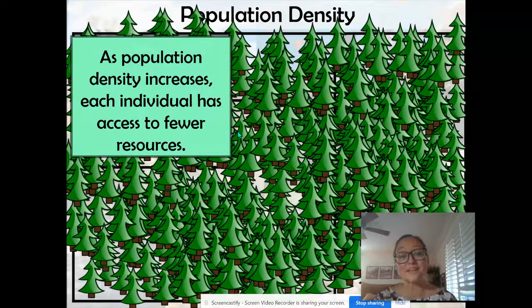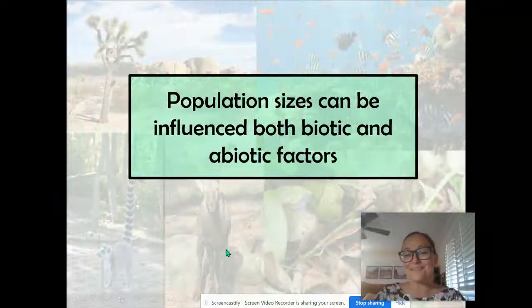And this will tie into other units on natural selection. Competition for resources leads to the individuals with certain traits or phenotypes better suited to that environment. They're the ones who get to survive and reproduce. Okay, so that is my discussion on population density.